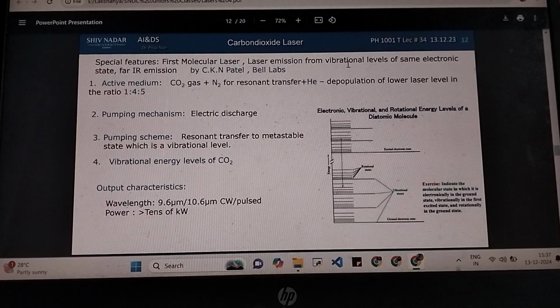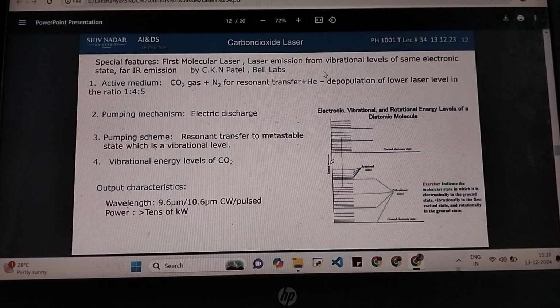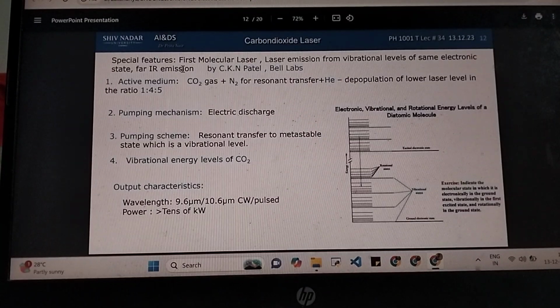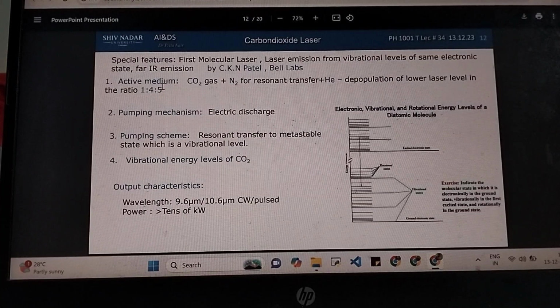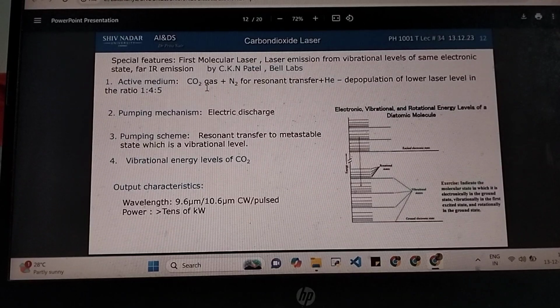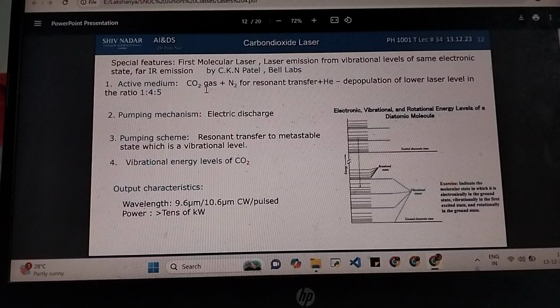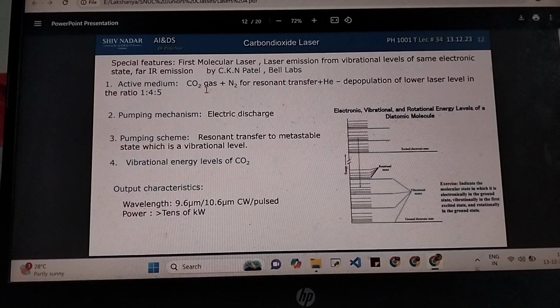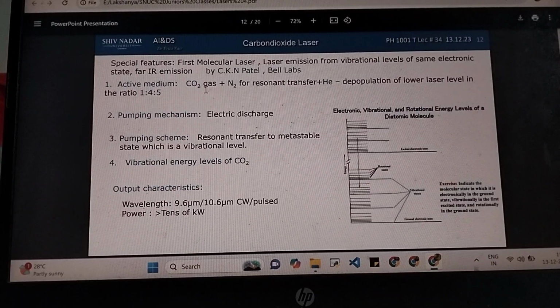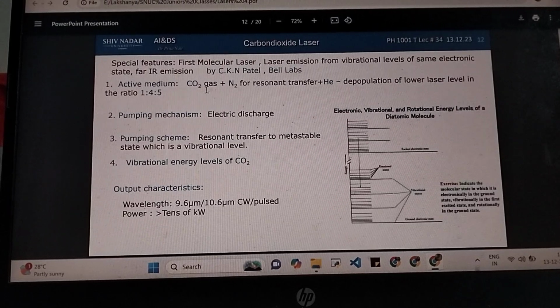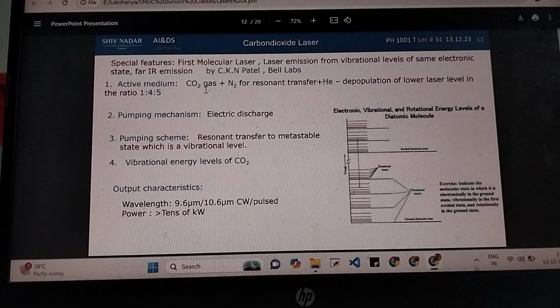Emission from vibrational levels, we will look at vibrational levels in a minute, and IR emission, so your output light is going to fall in the infrared region. It was developed by C.K.N. Patel from the Bell Labs. Active medium is carbon dioxide gas, so the main active medium in your CO2 laser is the CO2 gas. The CO2 is where this movement of electron from this level to that level happens. You also have nitrogen and helium along with CO2 for specific purposes, namely resonant transfer and depopulation, which we will look at in detail in a minute.